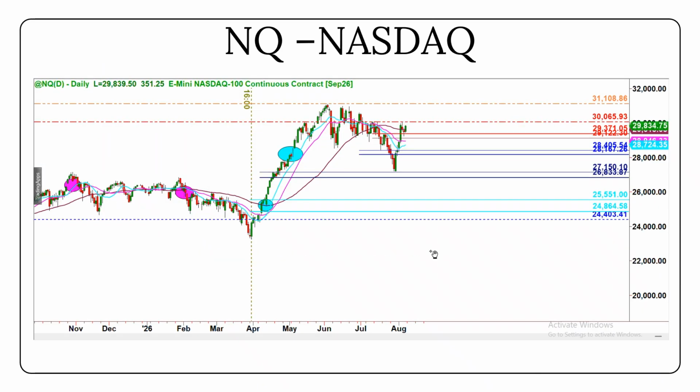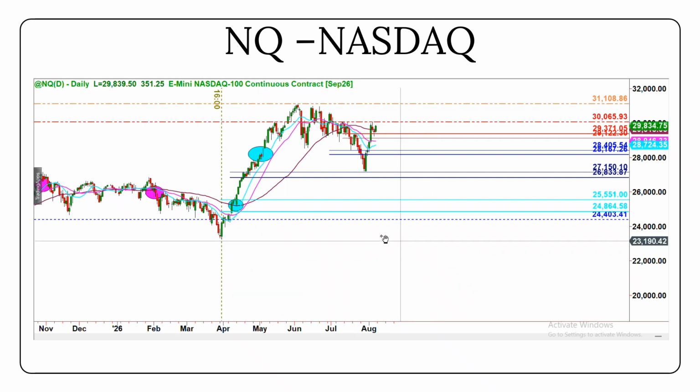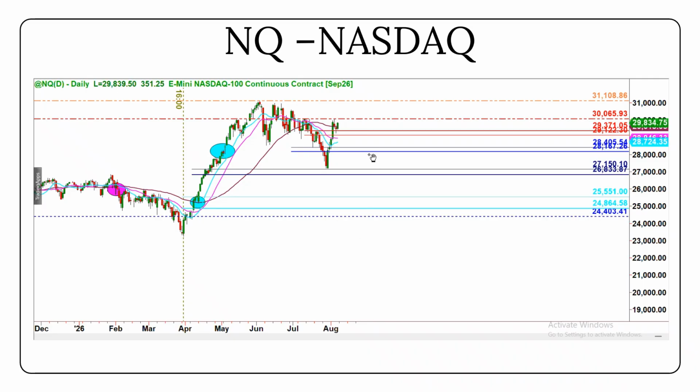We now come to NQ, the Nasdaq based ETF, and we're looking at the daily chart. Nasdaq has had a very good run on Monday and Tuesday, followed by a marginal drop, and then again coming back to where it started from at the end of the week. It still hasn't been able to take out the supply at 30065.93, one of the highs from May and June this year.